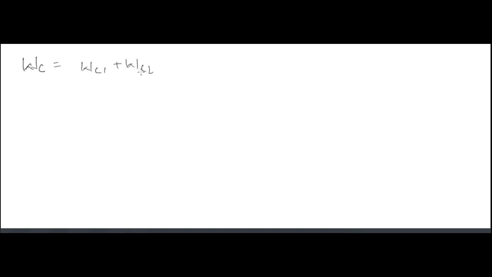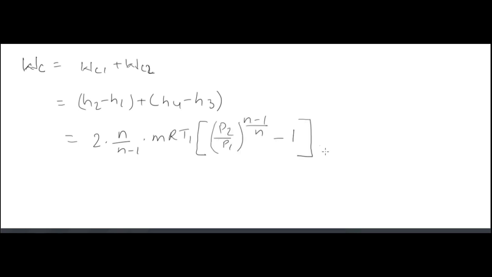Now the work done in compression is equal to the work done by the low pressure compressor plus the work done by the high pressure compressor. This is equal to H2 minus H1 plus H3 minus H4, which is equal to 2 into n by n minus 1 into mRT1 into (P2 by P1) to the power (n minus 1) by n, minus 1. Now n is the polytropic index. If it's adiabatic or isentropic, it should be gamma: 1.4 for diatomic gases like air, and 1.334 for triatomic gases.